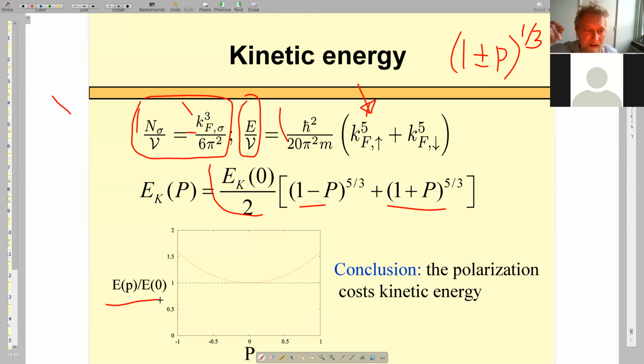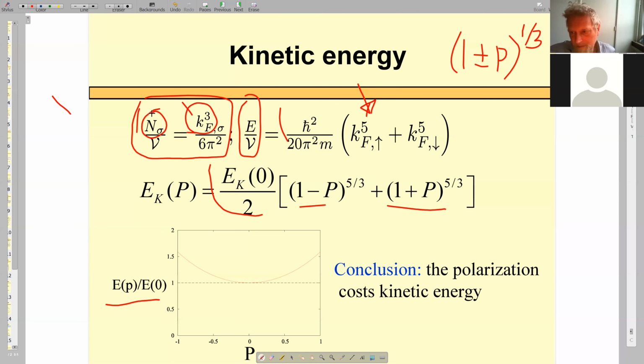Can you repeat why there is a power of 1/3? Because we want to express Kf in terms of the number of particles. So I invert this relation, and I get the power of 1/3.